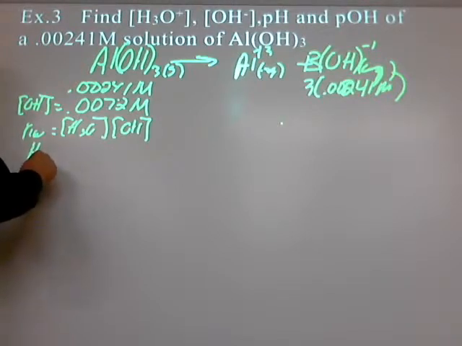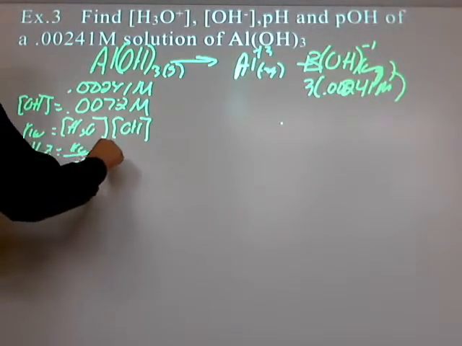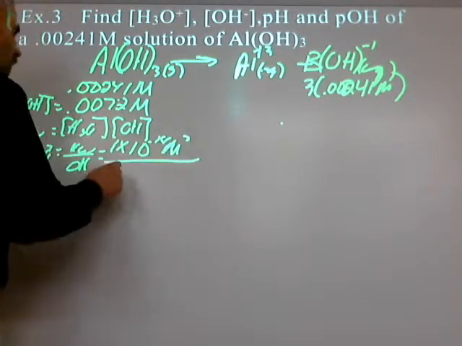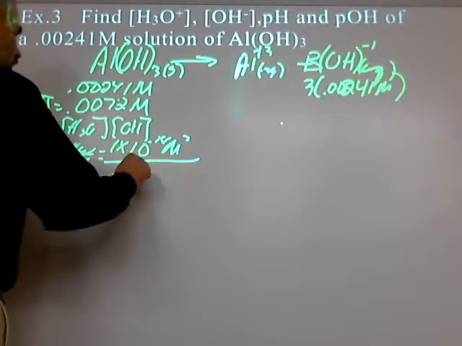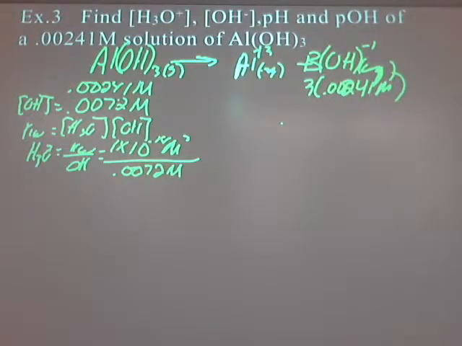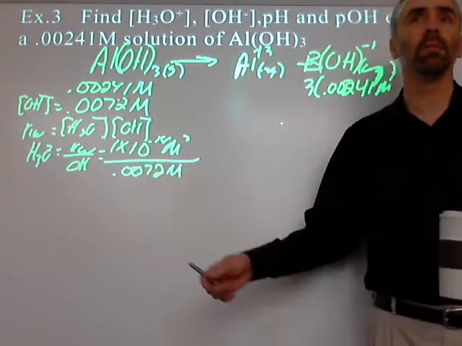So hydronium is going to equal Kw over hydroxide, which is 1 times 10 to the negative 14th molar squared, over 0.0072 molar. Make sure you get your calculators out, do the math for that. You're going to have to use a calculator on a guy like this. There'll probably be one on the test that will be so easy you won't need to. It'll just be 1 times 10 to the.